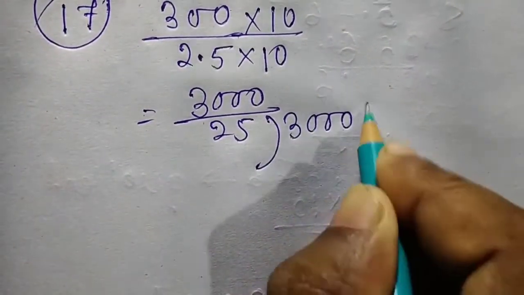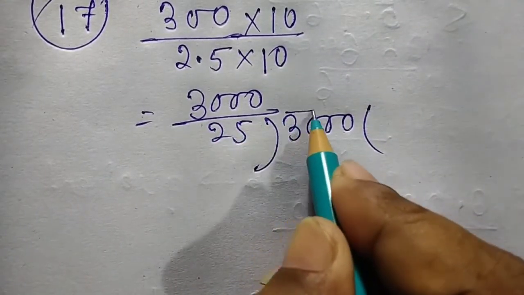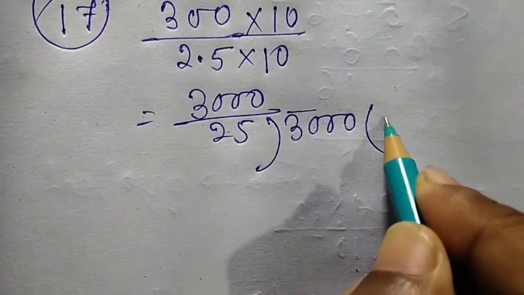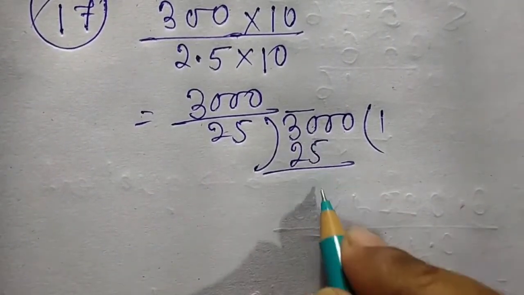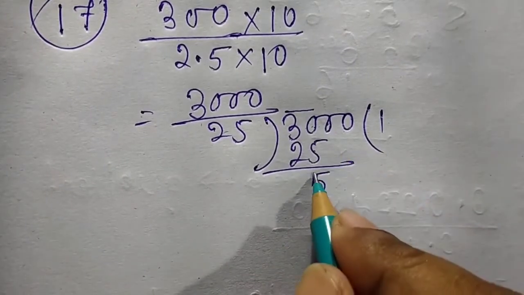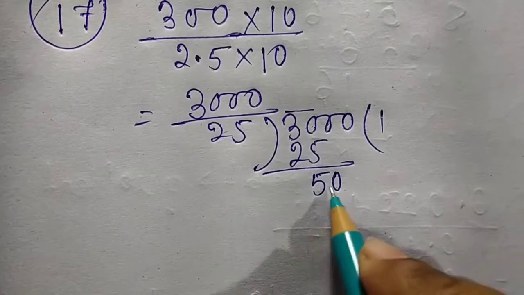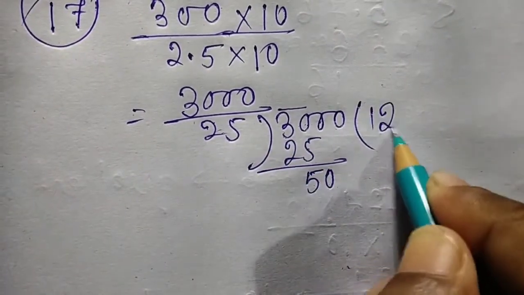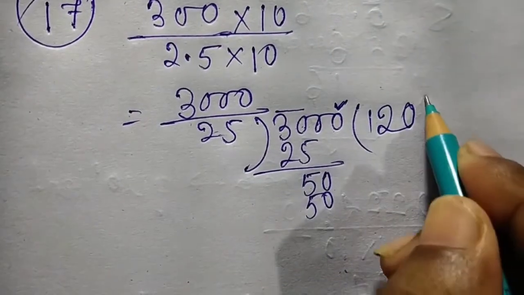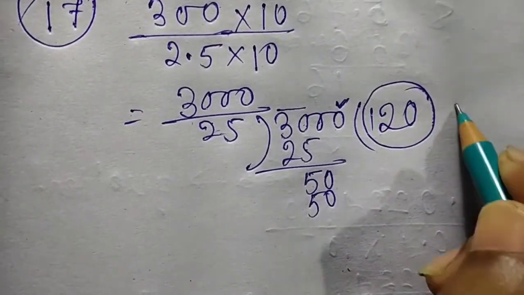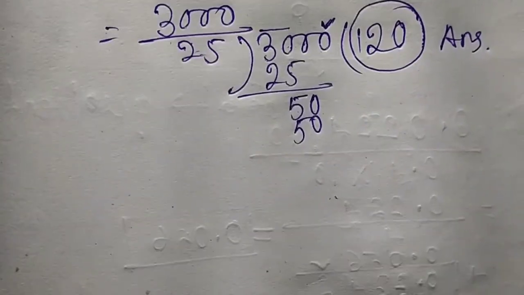3000 divided by 25. Here is 2 digits, so take 2 digits here also. 30, so 25 ones are 25. Subtract, that means 5, and here is one digit, so we have to put an extra 0 again. 50, 25 2s are 50, so here is an extra 0, so put it here, so our answer will be 120. Now try to solve another question.